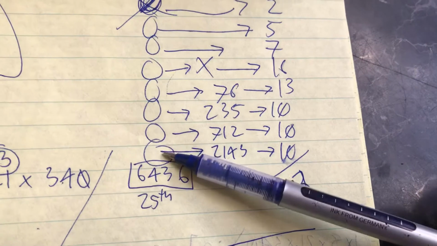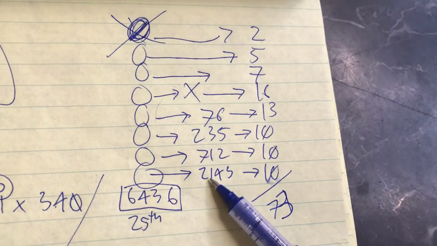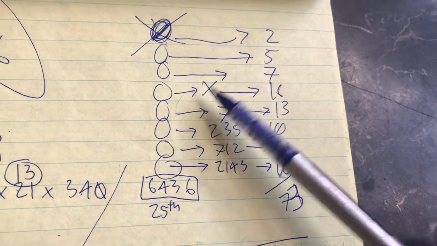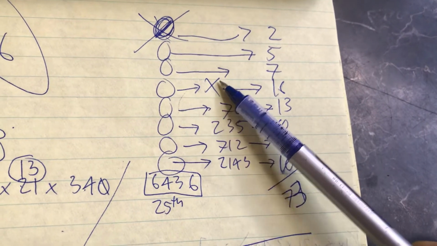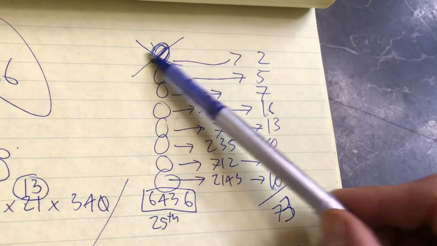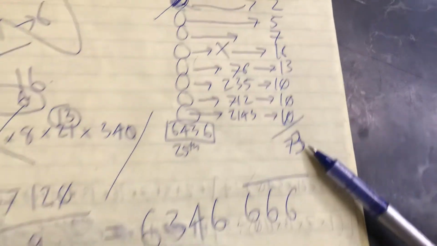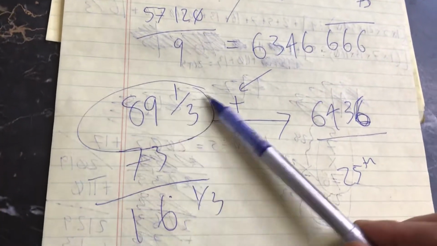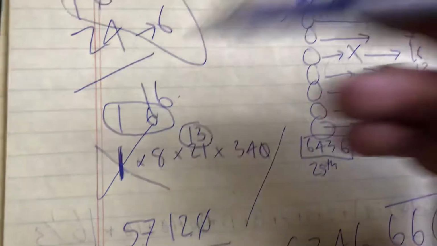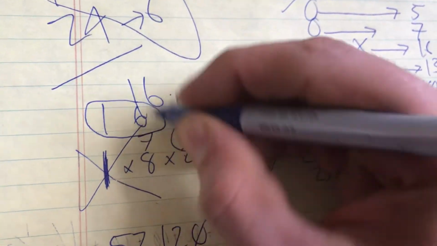And if you reduced all the ones before it, 2143 is a 10, 712 is a 10, 235 is a 10, 76 is a 13. An X can be a 24 letter or a 6 or the 10. So I said it's 16, that's a 7, that's a 5, circle slash is a 2. Add this all up, you get 73. 73 take away from 89 and a third is 16 and a third. Where do I see 16 and a third? I don't know.